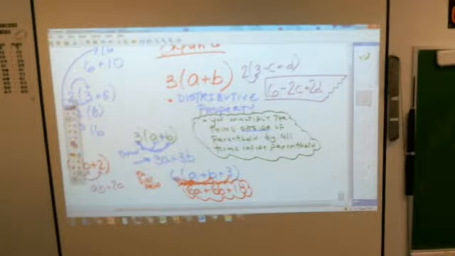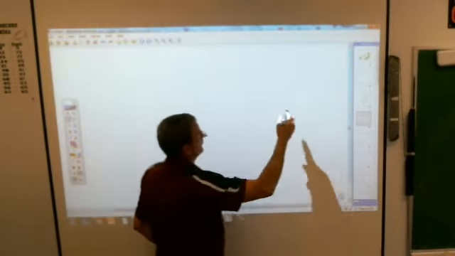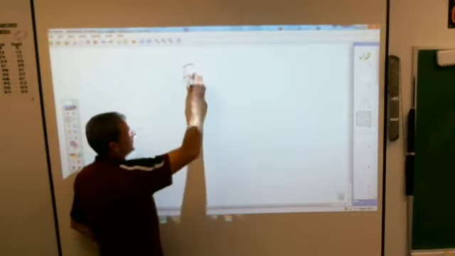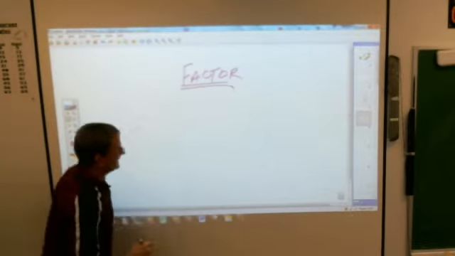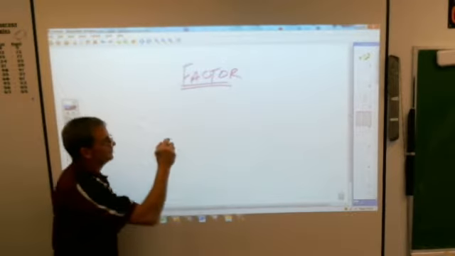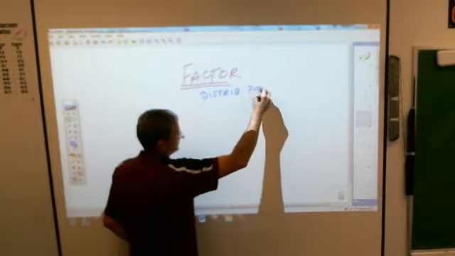Now, ladies and gentlemen, we're only halfway through what we need to do. Because not only do we have to be able to expand, you need to take out a blank piece of paper again. Because you also have to learn how to do the reverse of this. The reverse of this is called factoring, or to factor. And it is doing the distributive property in reverse.